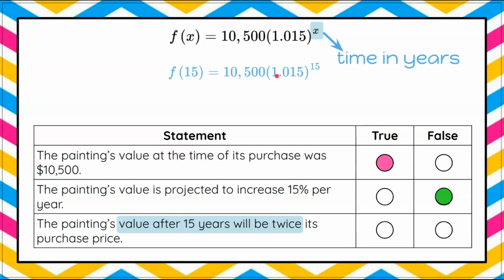To do this on your calculator, you want to put in the base of our power, 1.015, raise it to an exponent of 15, hit your enter or your equals, and then multiply by 10,500. When you do that, you're going to come up with approximately $13,127. I said approximately because I rounded this. So that is more, but it's not double 10,500. Double or twice this amount would be 21,000. So we can also know that this statement is false.